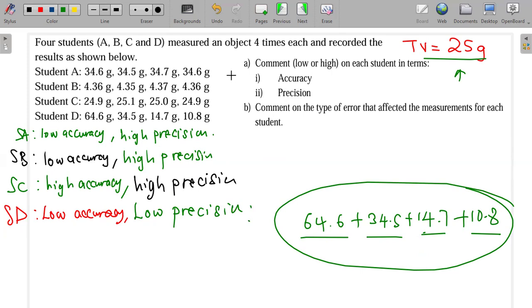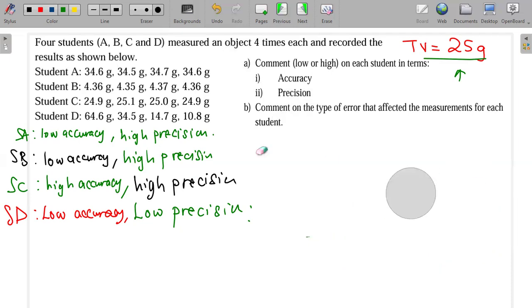Okay, so we are done with part A, where we are commenting on whether the accuracy is high, simply meaning the measurements are accurate, and whether the precision is high, simply meaning that the measurements are what? Precise, or if they are low. So we have found this for each student. That was part A, 1 and 2. So now, let's look at B.